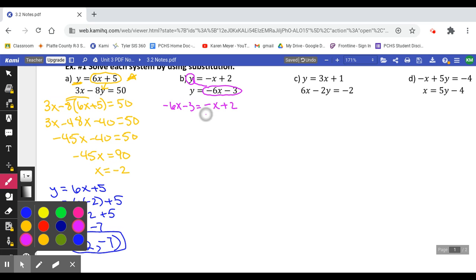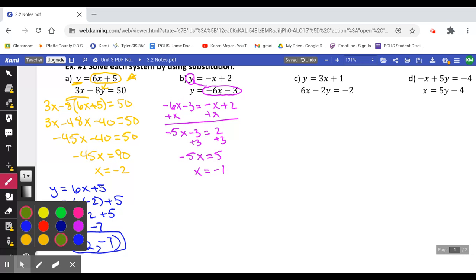So now I'm going to put my x's on the same side. So I'm going to add x. So negative 5x minus 3 equals 2. Then I'm going to add 3 over. So negative 5x equals 5. And if I divide, I get x to equal negative 1.